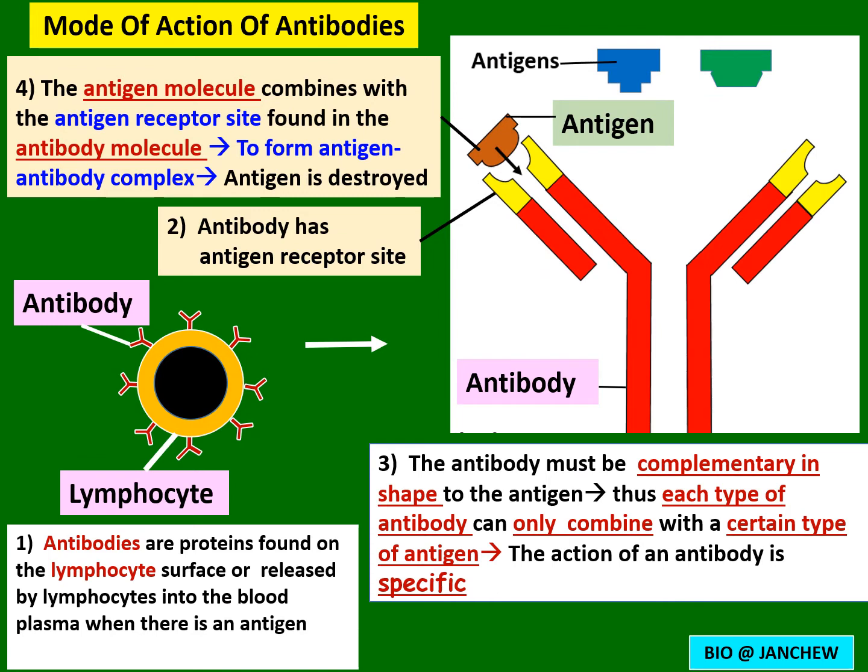Let us discuss the general mode of action of antibodies. So here we have a lymphocyte in the bloodstream, and it has antibodies, which are proteins found on the surface of the lymphocyte, or these antibodies can be released by the lymphocytes into the bloodstream, into the blood plasma, when there is an antigen, right? So when the lymphocyte recognizes an antigen, which are foreign substances found on the surface of the pathogens, for example, then it will produce the antibodies, which are Y-shaped, and they are made up of a few polypeptide chains. Each antibody is a protein molecule that is made up of a few polypeptide chains.